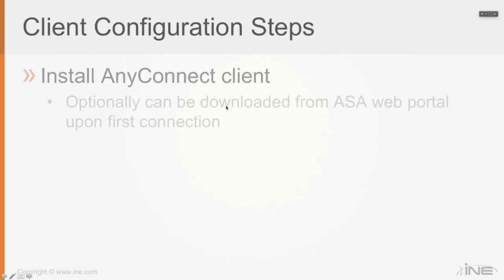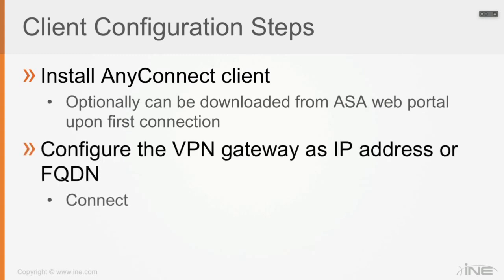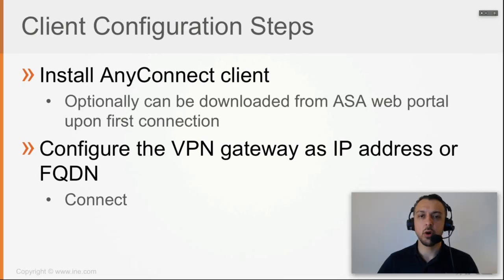On the client side, it's simpler. Of course, it can be complex as well, but for the CCNA exam, we just install the AnyConnect client on the remote access PC. Optionally, it can be downloaded from the ASA web portal upon first connection. And once the client has been installed, we configure the VPN gateway as the IP address or fully qualified domain name and connect. So you go on the client, put in the IP address or the fully qualified domain name of the VPN gateway, and click connect. If the configuration is correct on both sides, we're going to connect to the proper connection profile, get authenticated, get an IP address, the tunnel comes up, we receive the split tunneling policy, and then we send all traffic or partial traffic to the SSL VPN tunnel.